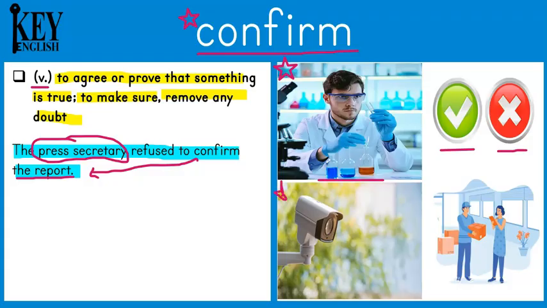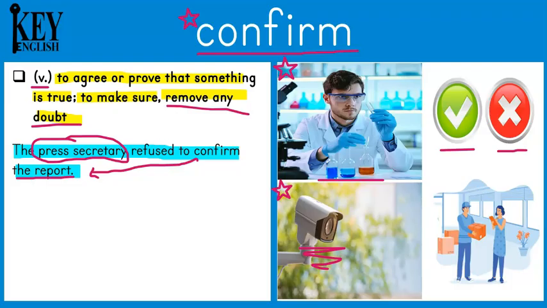I can also make a sentence like, the security camera helped confirm what had happened. So security cameras can be great because if something happens like someone getting hurt and there was a security camera, then we can watch that video from the security camera to confirm or to check what happened. That way there's no doubt about what actually happened.